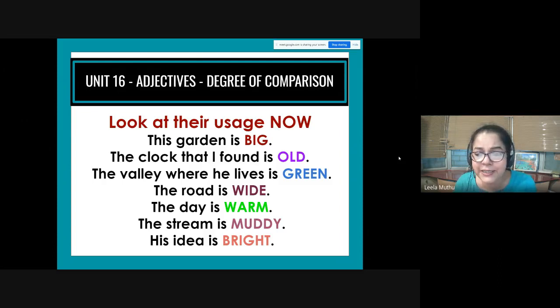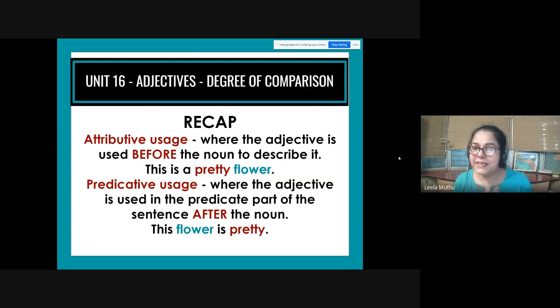So now let's continue. It is the same thing I spoke about a few seconds ago. Attributive usage is when the adjective is used before the noun to describe it. For example, this is a pretty flower. Pretty followed by the noun flower. Predicative usage is when the adjective is used in the predicative part of the sentence after the noun. This flower is pretty. Pretty describes the flower in both the sentences, except the position of the adjective is different. Understood?